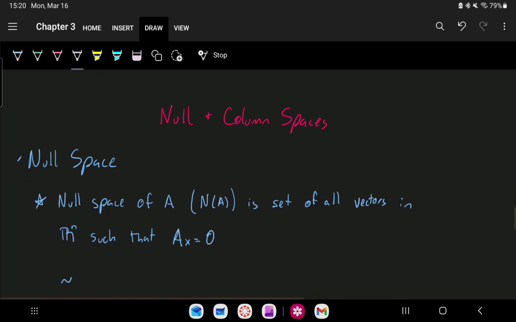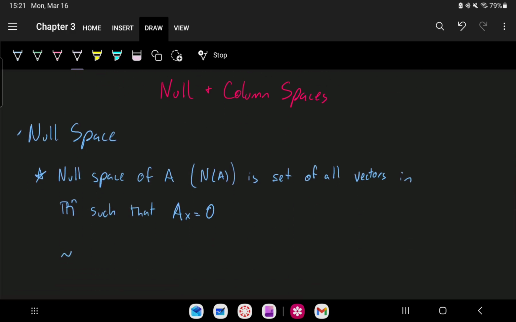Before we do our example though, I do want to touch on a concept of null and column spaces, right? So starting with a null space, the null space of A is going to be denoted N parentheses A, is the set of all vectors in R superscript n such that A times X equals 0, right? And you'll remember that this formula is a description of a homogeneous system.